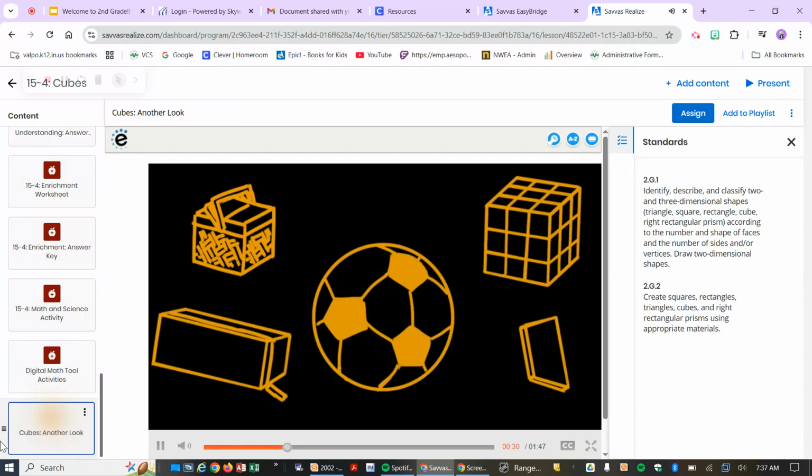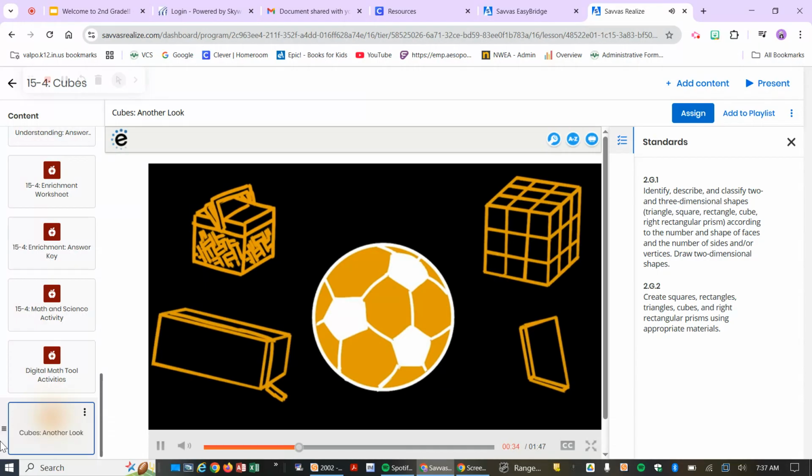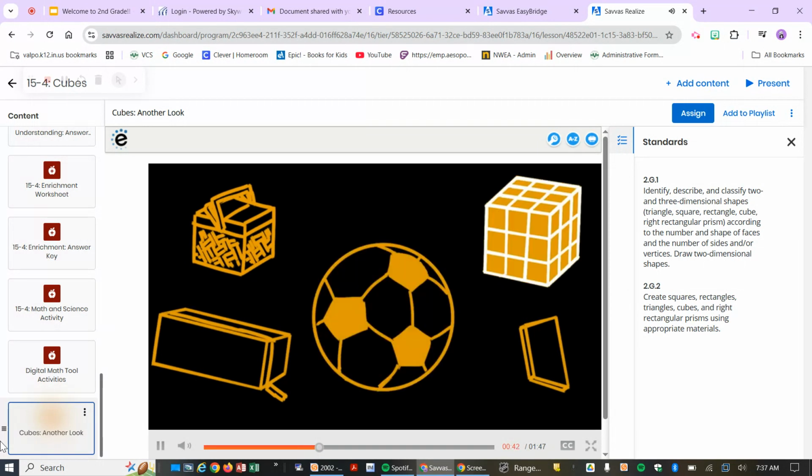How about this soccer ball? Is it a cube? A soccer ball doesn't have edges or vertices or a flat surface, so it's not a cube. What about this toy? Is it a cube? Yes, it has 6 faces, 12 edges, and 8 vertices.